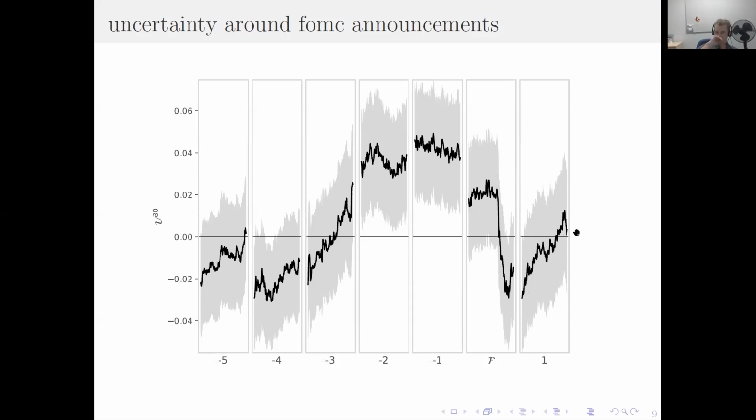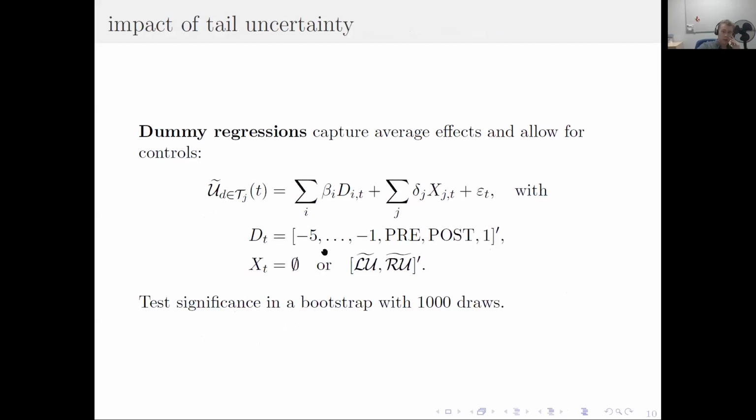So I guess this picture neatly shows why looking at a broader picture when considering uncertainty is important, because only considering this announcement drop right here would leave out this entire build-up in uncertainty that we see a few days before, which is very likely driven by the FOMC announcements. So what we then do, what I've alluded to before, is that we want to look at the impact of tail uncertainty.